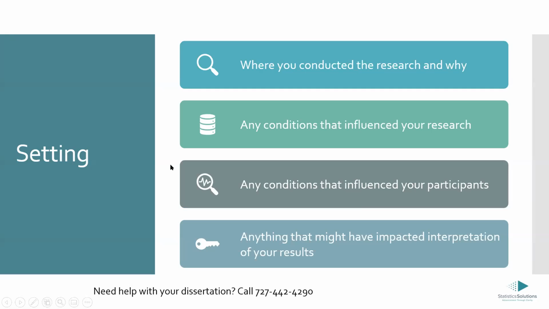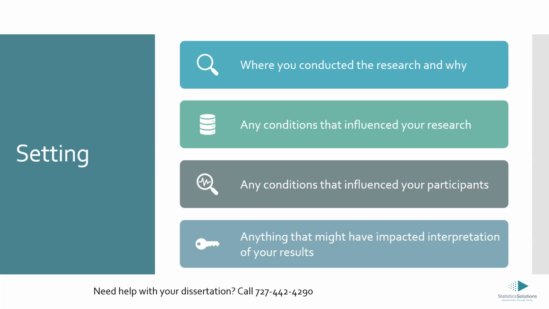In the section on the setting, you want to include information about where you conducted your research. I like to think about this as, what do my readers need to know to be able to understand the results and understand the interpretation of the results? What is the context that they need in which to understand these? So any conditions that might have impacted your research or influenced your research, or your participants. Both conducting the research and anything that might have influenced your participants. Also anything that may have impacted the interpretation of your results.